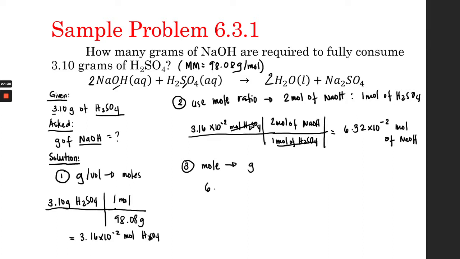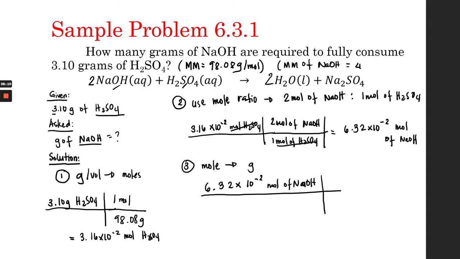So 6.32 times 10 raised to negative 2 moles of NaOH. And we can do this by again getting the molar mass of NaOH. So what is the molar mass of NaOH? The molar mass of NaOH is about 40.00 grams per mole.